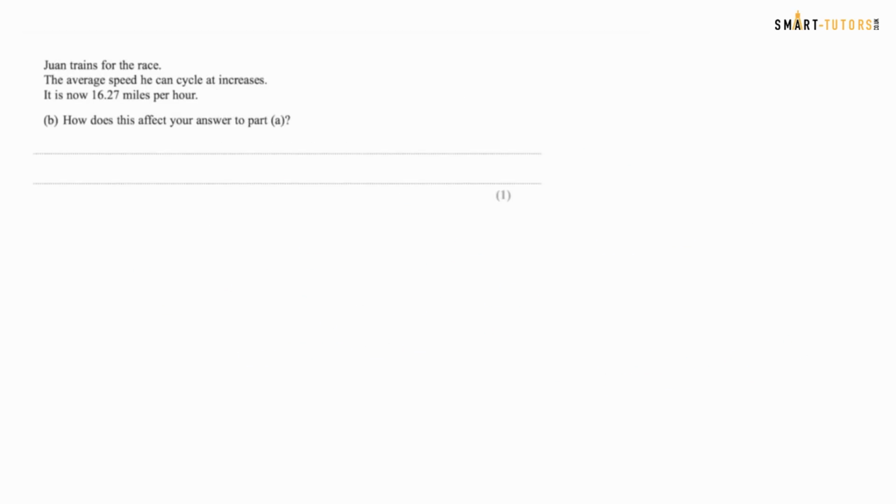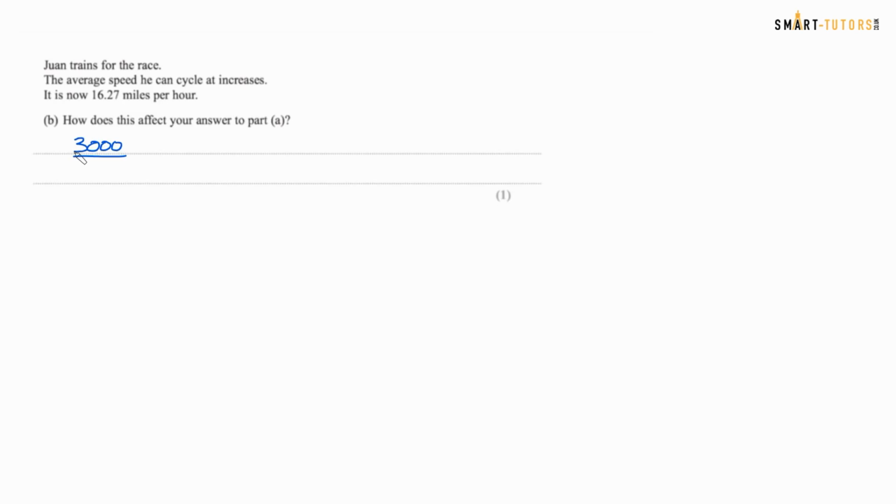Question number 4b. Guan trains for the race. The average speed he can cycle at increases. It is now 16.27 miles per hour. How does this affect your answer to part A? So in part A, he roughly took 25 days to complete the race. So the race distance is going to be 3000.